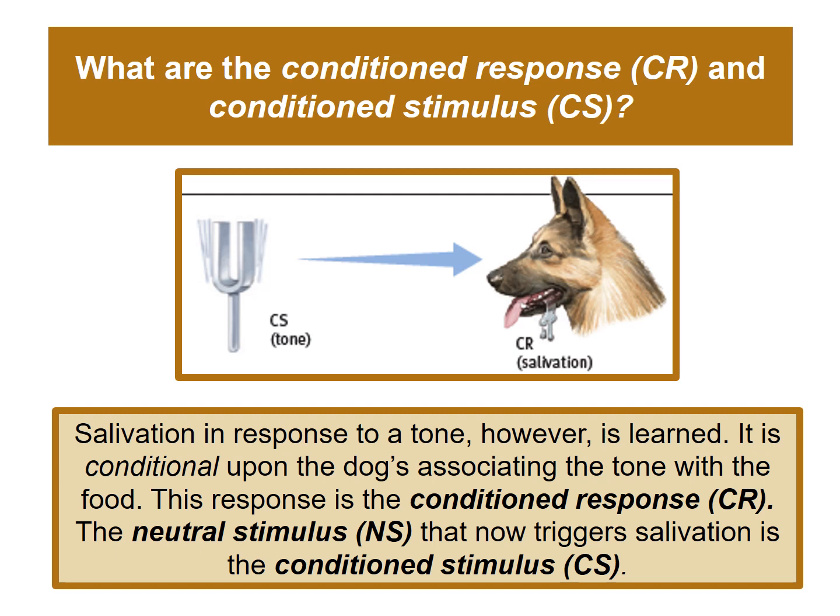So what are the conditioned response and conditioned stimulus then? So salivation in response to a tone, however, is learned. It is conditional upon the dogs associating the tone with the food, right? That makes sense. This response is the conditioned response. The neutral stimulus that now triggers salivation is the conditioned stimulus.